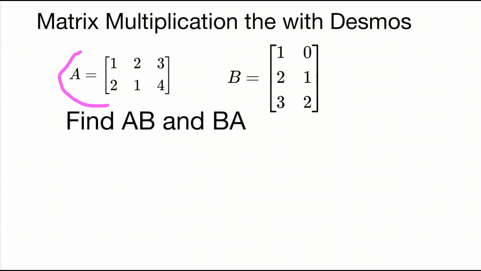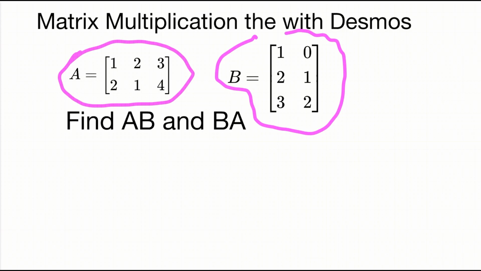We're going to do our A matrix here. First row is 1, 2, 3. Second row is 2, 1, 4. And then our B matrix, which is a 3 by 2. First row is 1, 2, then 2, 1, and then 3, 2.